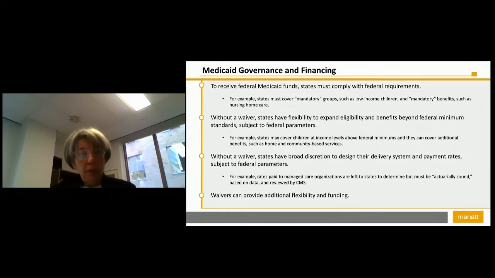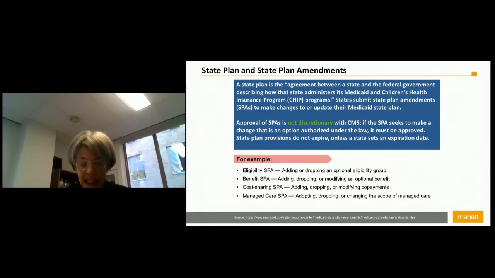Waivers, so those are the basic rules. Waivers, however, can provide some additional flexibility and funding. So let's get into how you tell the federal government what it is you're doing and what it is you want. If we can go to the next slide, please.